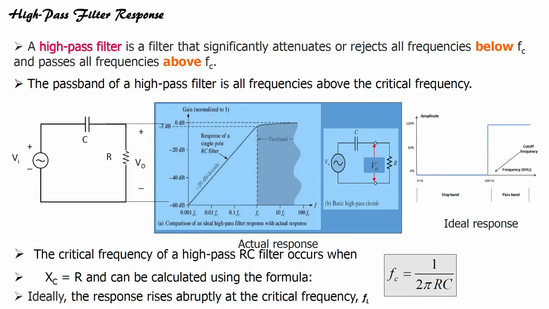So, 3 poles will give you about minus 60 dB per decade. Now, if I talk about the high pass filter, what is the change? In the high pass filter, we have a capacitor at the input and then it goes to the resistor. So, the signal goes to a capacitor and a resistor.